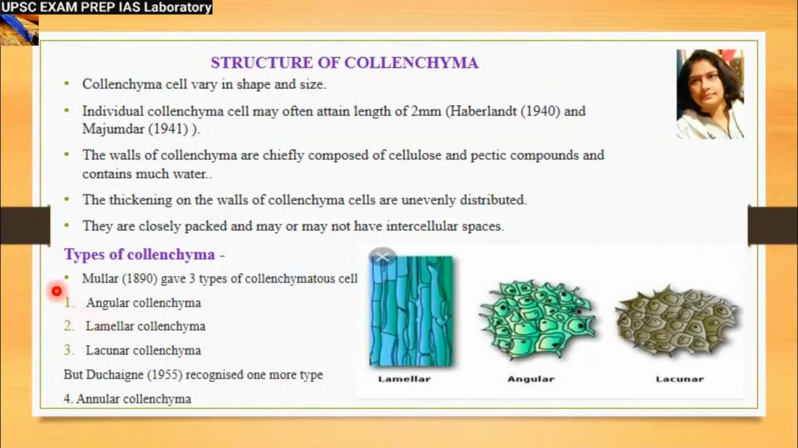Types of collenchyma. On the basis of thickening of the cell wall and arrangement of cells, Muller in 1819 gave three types of collenchymatous cells. These are angular collenchyma, lamellar collenchyma and lacunar collenchyma. But Duchaigne in 1955 recognized one more type, that is annular collenchyma.